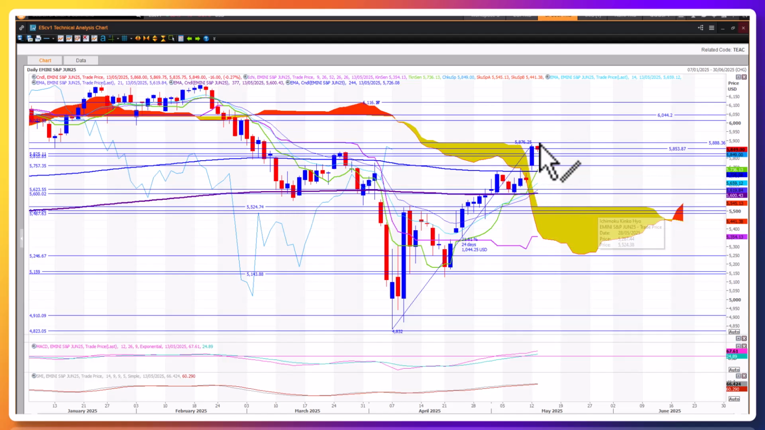So we could see the market maybe consolidate back down, retest these levels, and then rebound from either that exponential moving average there, a 377 exponential moving average, and then if that support level fails, we could see a rebound from the top end of the cloud. But that's only the scenario if this 5888 resistance level holds.